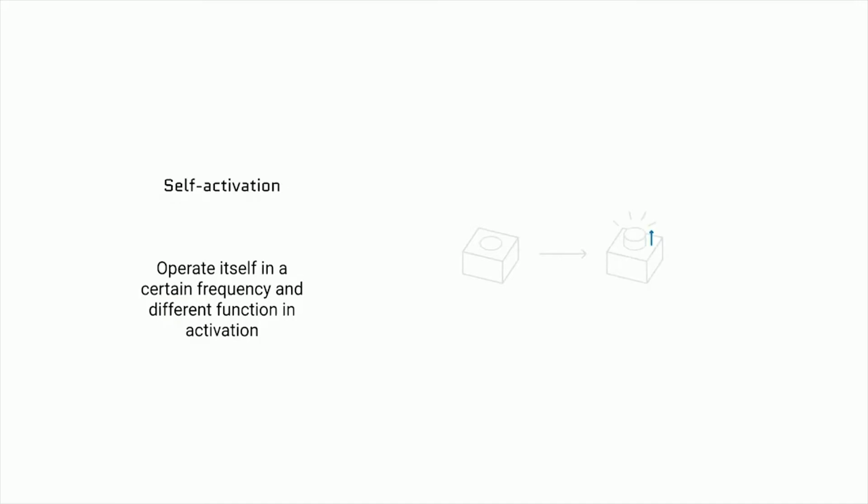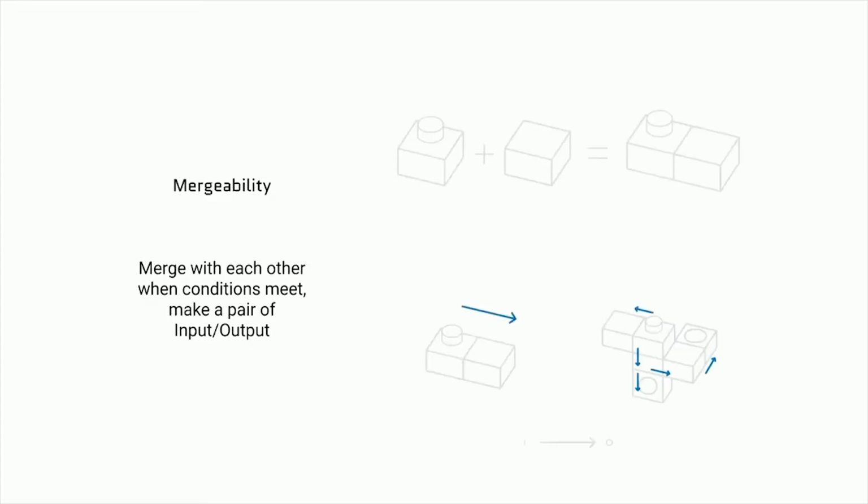The second one is self-activation, which is also one of the autonomous behaviors. Each interface will operate itself at a certain frequency, and they have different functions in activation. Like when a push button is activated, its cap will extrude. The third one is merge ability. When conditions are met, two automata will merge with each other and form a new one. Imagine Lego blocks that can assemble themselves without human intervention.